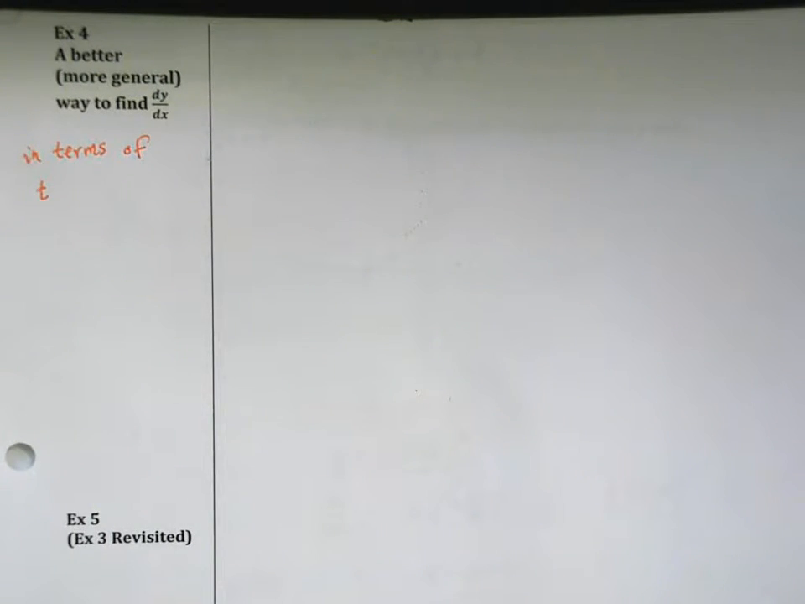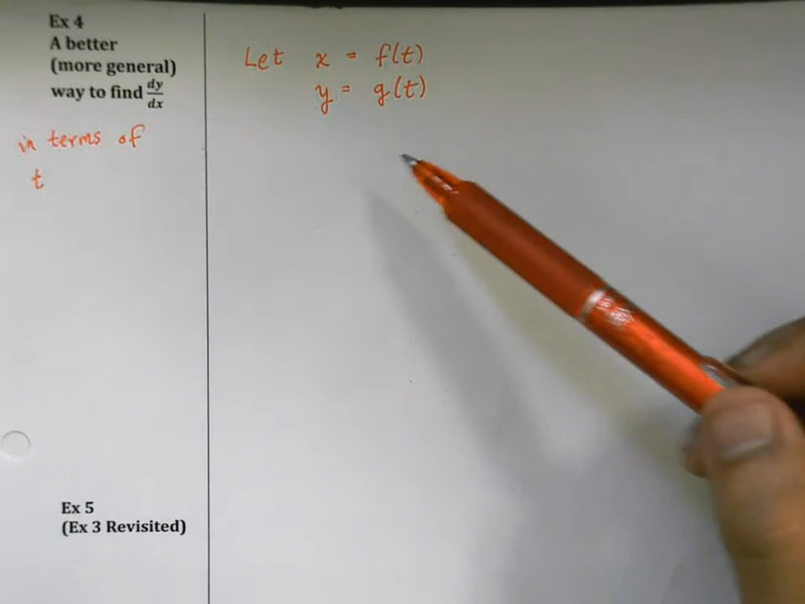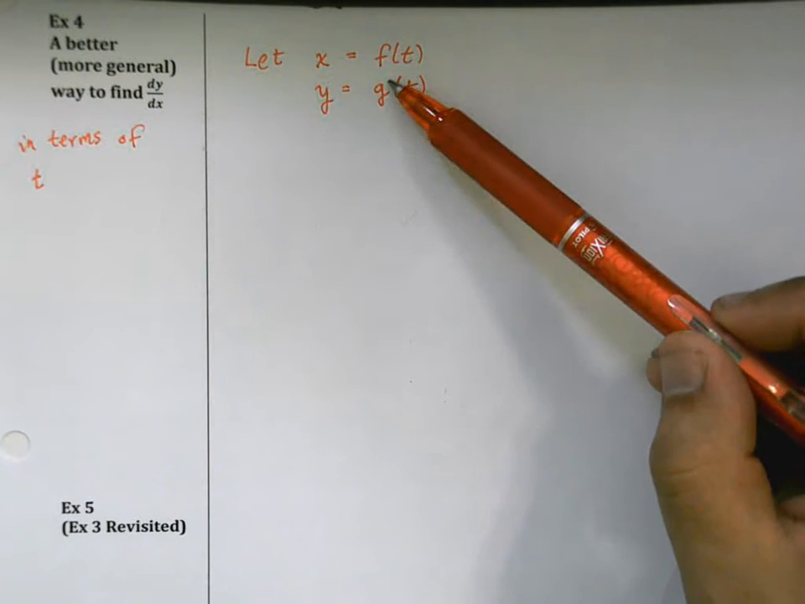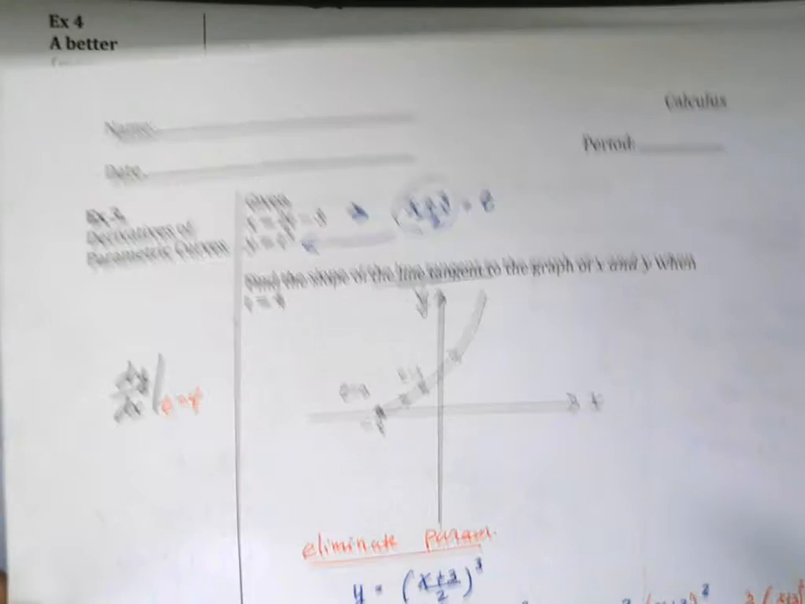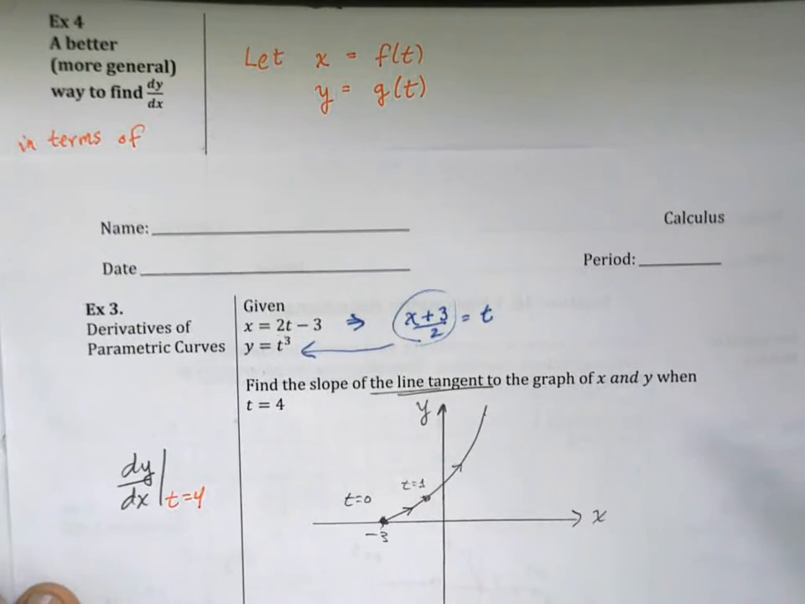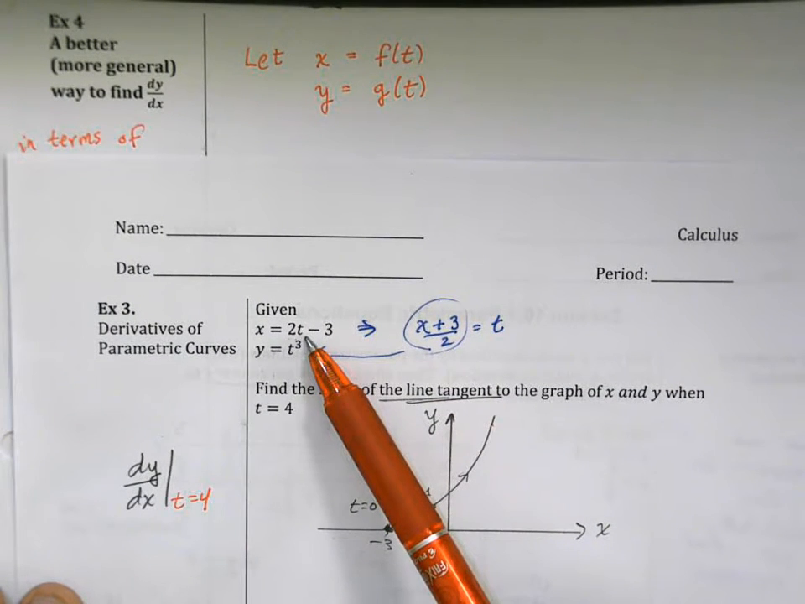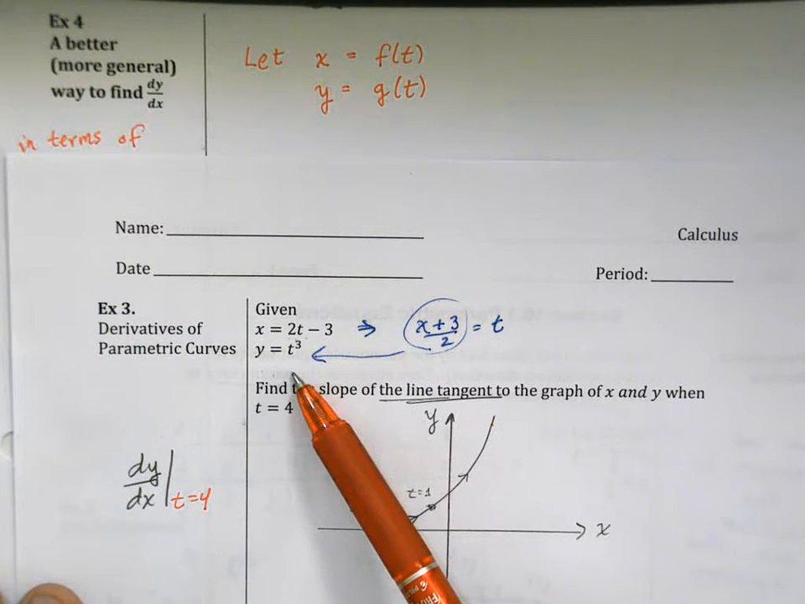Okay? So there's a little bit of setup for this in order to do this derivation. So for starters, let's assume we have a parametric set of equations. x is in terms of t, x is some function f of t, y is some other function g of t. So for example, in the previous video, f of t would have been 2t minus 3, and g of t would have been t cubed.